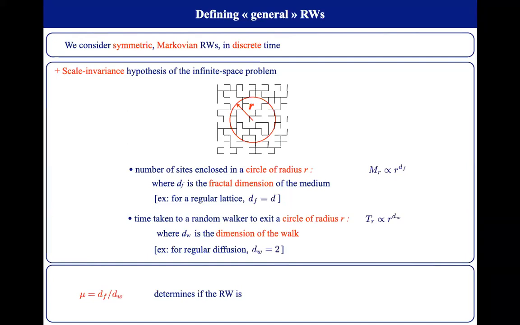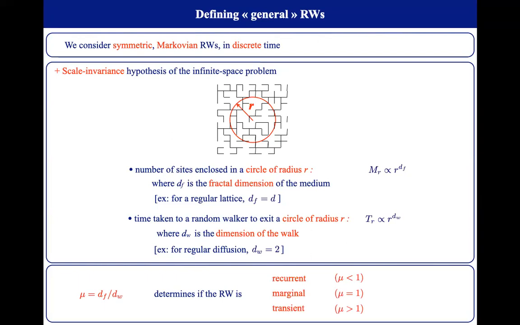And this determines the type of the random walk: whether it is recurrent or transient. This is a well-known fact. If mu is strictly smaller than 1, you have a recurrent random walk with probability 1; it comes back to its starting site. If mu is greater than 1, this is a transient random walk, and you have the marginal case in between. And mu is dF divided by dW.